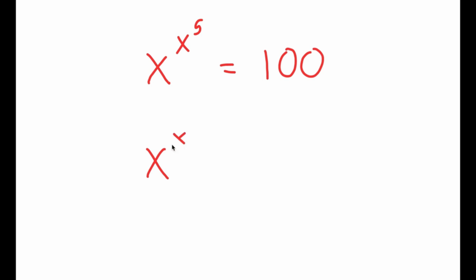Alright, so in this video, I'm going to solve the equation x to the power of x to the power of 5 is equal to 100. To solve this equation, I'm going to first start by taking the power of 5 on both sides.